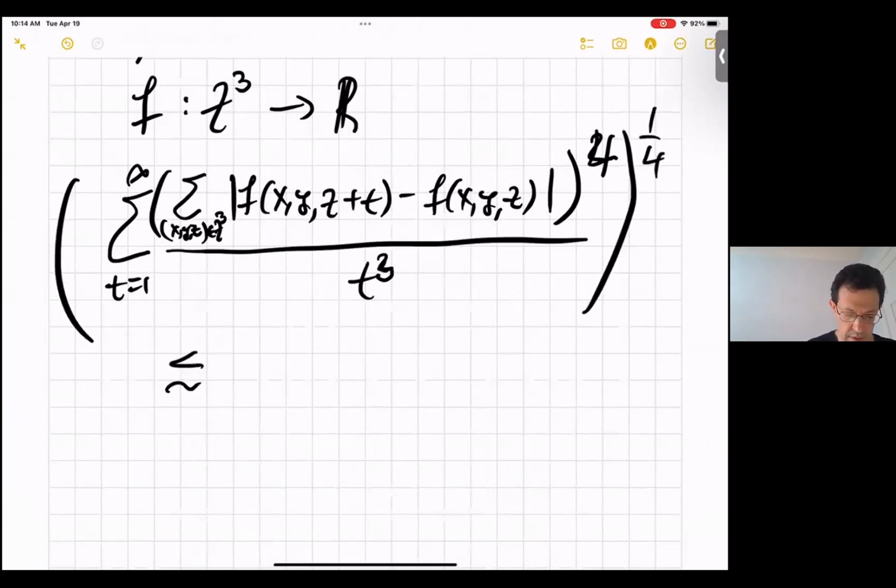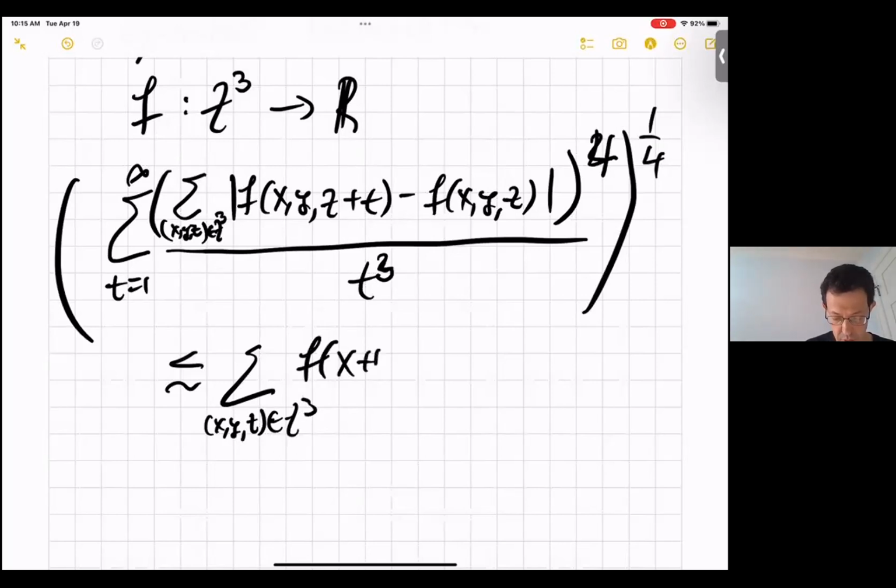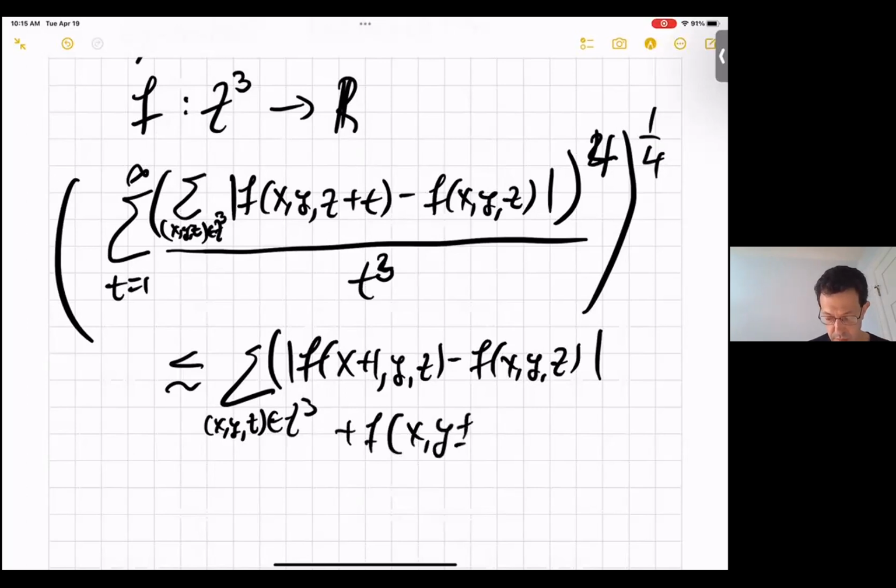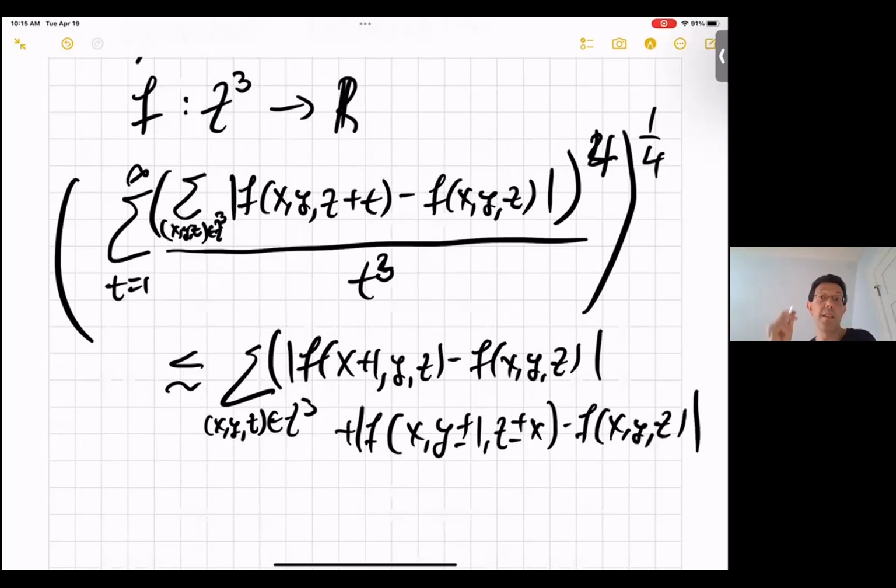And that's less than the sum over x, y, z in Z^3 of the following. You look at f of, now the edge, (x + 1, y, z) minus f(x, y, z). And there's the other edge, f(x, y + 1, z) minus f(x, y, z), and likewise for z, plus or minus, it doesn't matter. Okay, so this is the same inequality.